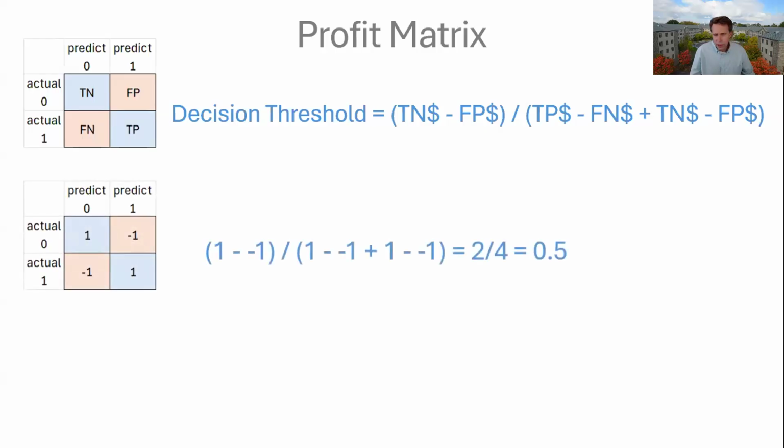So if you look at the profit matrix for a column, you'll notice that the default values are 1 point every time you're right and -1 point every time you're wrong. So the type 1 and type 2 errors have this -1 here. And if you do the math for this threshold equation, you'll see that it comes out at 0.5. So the default decision threshold is 0.5 unless you make modifications to this profit matrix.